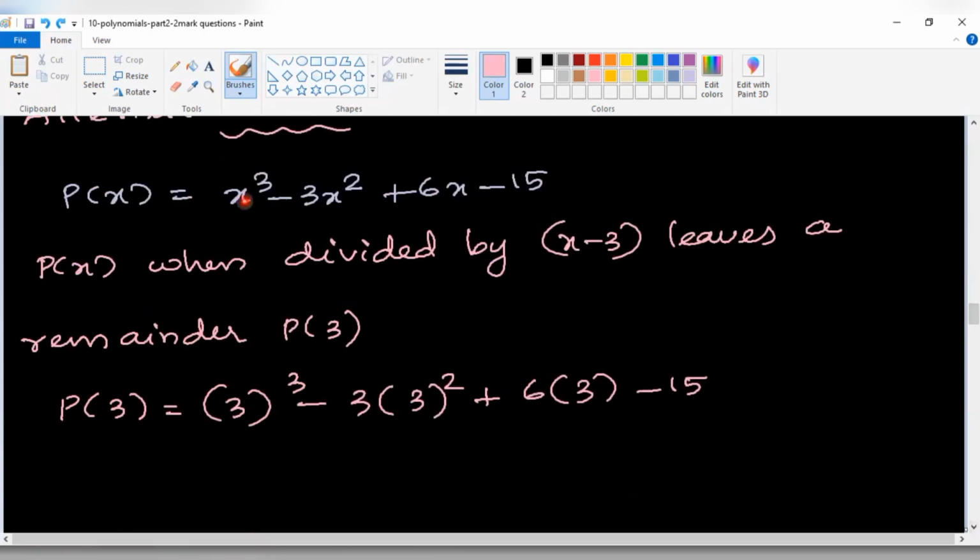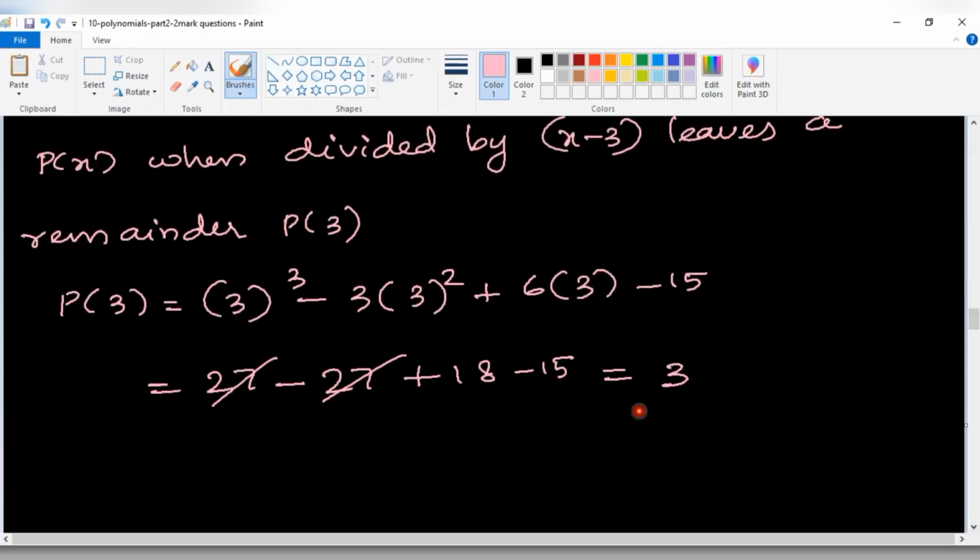Just substitute 3 here in place of x. So 3 cube minus 3 into 3 square, plus 6 into 3, minus 15. So it is 3 cube, 27, minus 3 into 9. That is 27 plus 6 into 3, 18, minus 15. See, 27 and 27 got cancelled, so 3. So 3 is the remainder, which means we have to subtract 3. That is, we have to add negative 3. So we get the same answer when we follow this method.